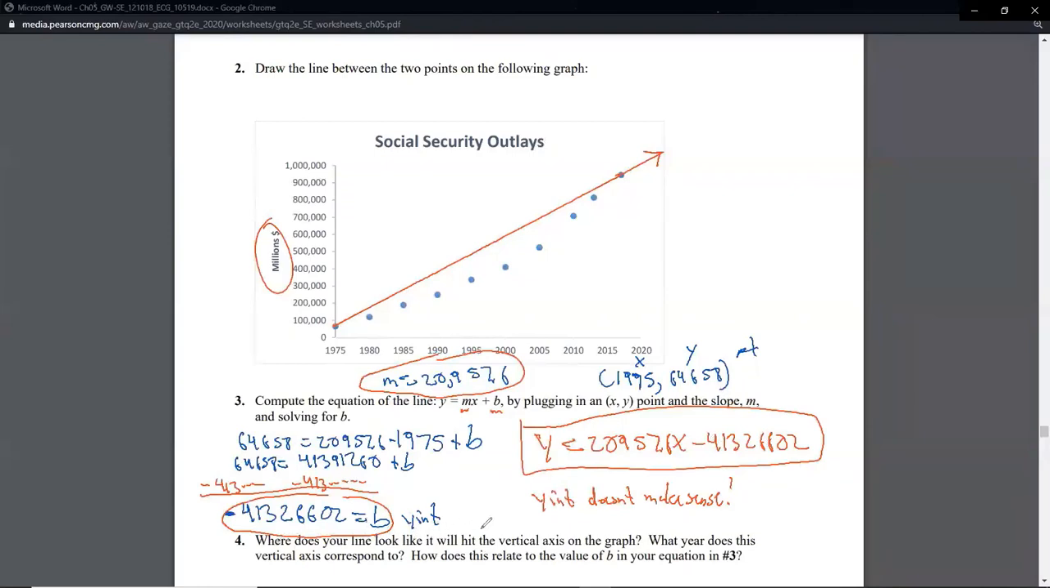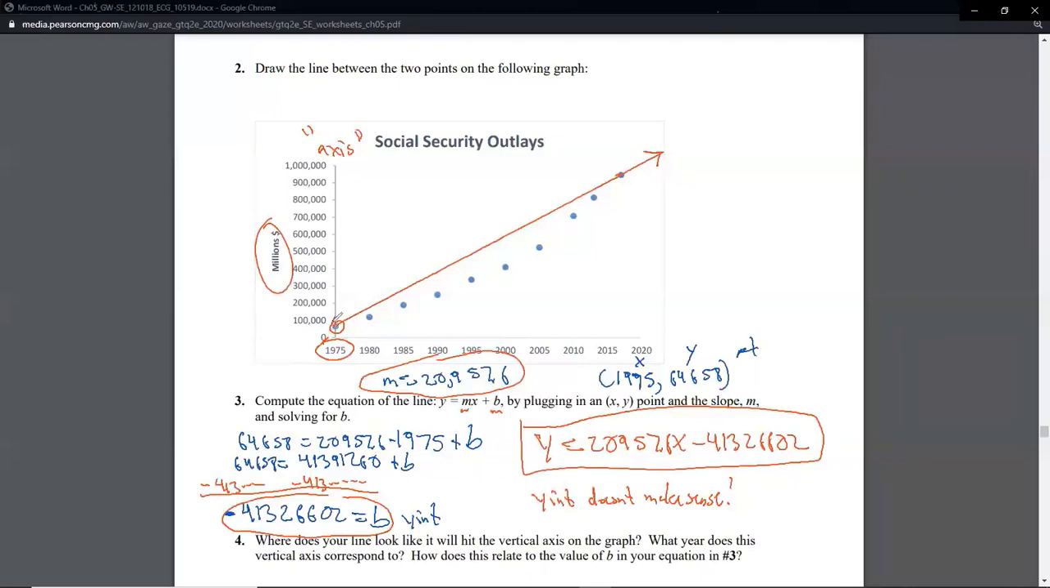Where does your line look like it will hit the vertical axis on the graph? What year does this vertical axis correspond to? How does this relate to the value of B in your equation in number 3? So where does it look like the line will hit on the axis? It looks like it hits, well, exactly here, because this is the axis. However, it's not a true y-axis because it's not representing the year 0, it's representing the year 1975. Remember, a true y-axis is supposed to start at 0, which this does not do. However, many times in the real world, we draw up axes that are not a true y-axis because they don't start at 0.